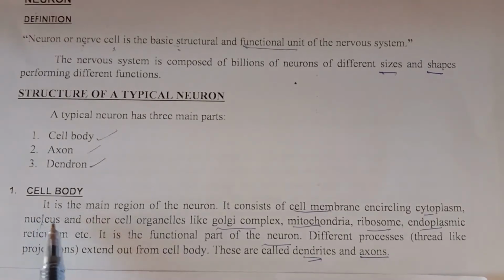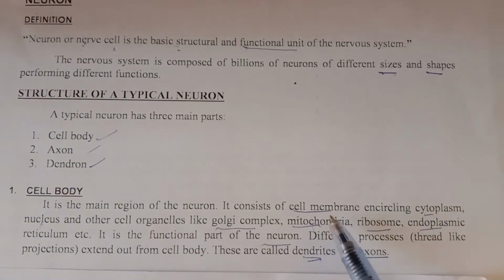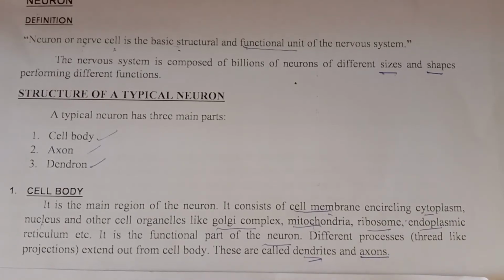So why is the cell body called the cell body? Because it consists of cell membrane, cytoplasm, and organelles. So it is the main part of the neuron, and the whole function is performed by the cell body in order to receive the stimulus or sensation and deliver the sensation. Projections arise from the neuron. These projections are dendrites and axon.